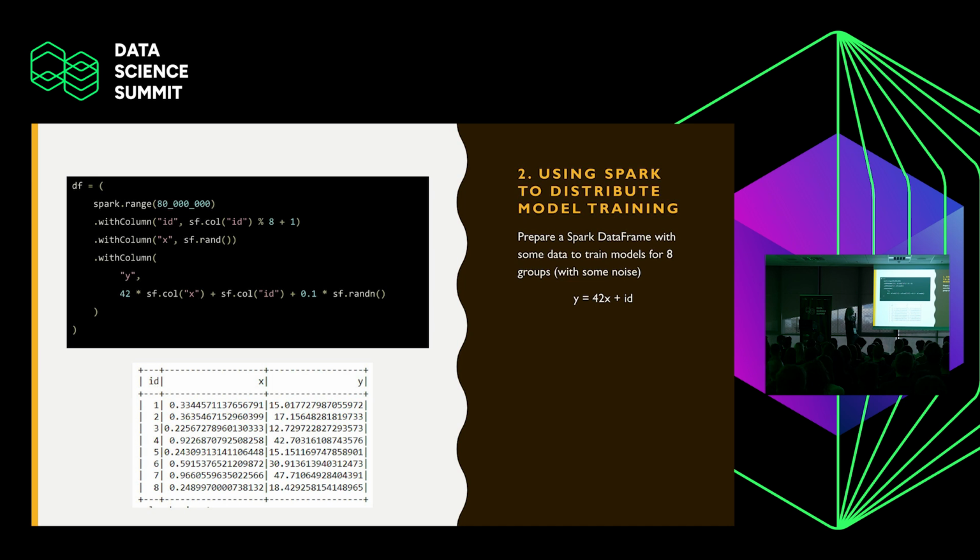I create 80 million rows, and there will be 8 groups. Yes, each will have 10 million rows, and those groups will have some random data in it. That's the column X. And then I will want to add Y as this formula. Y will be 40 times X plus the group ID as the intercept, right? I'm adding some noise so that the results aren't too perfect. But let's see if we can train models for all those 8 groups simultaneously, making use of parallelization.